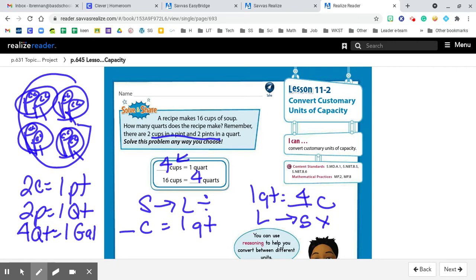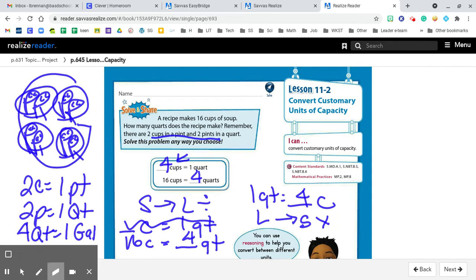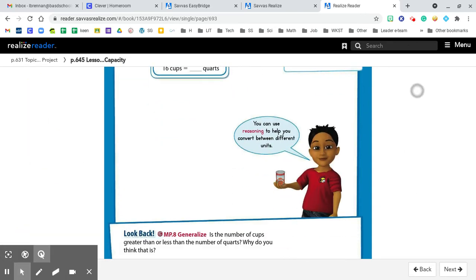So for 16 cups equals how many quarts? I'm going from smaller to larger, so I'm dividing there. 16 divided by 4 is 4.